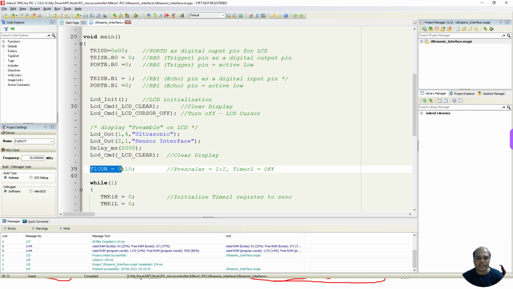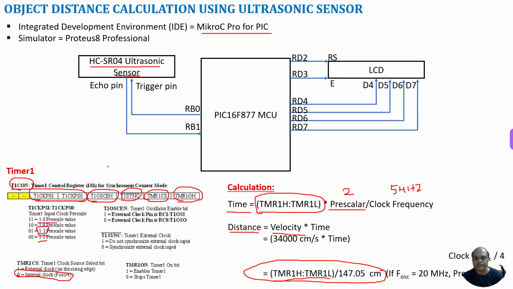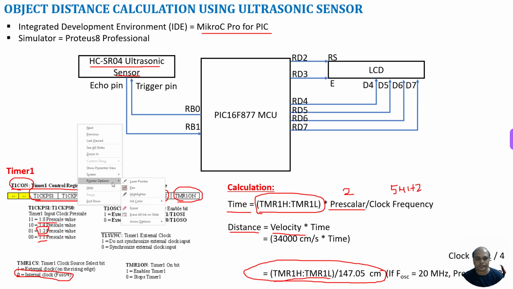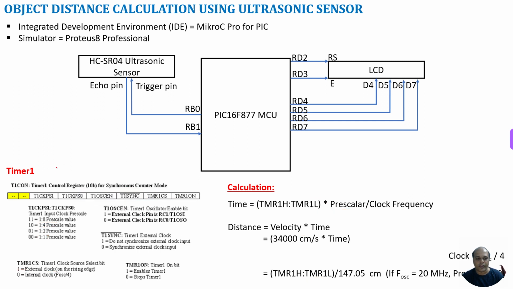Now we do the configuration of T1CON. T1CON is set with the value 0x10. 0x represents a hexadecimal value, so 0x10 means 0, 0, 0, 1, 0, 0, 0, 0.